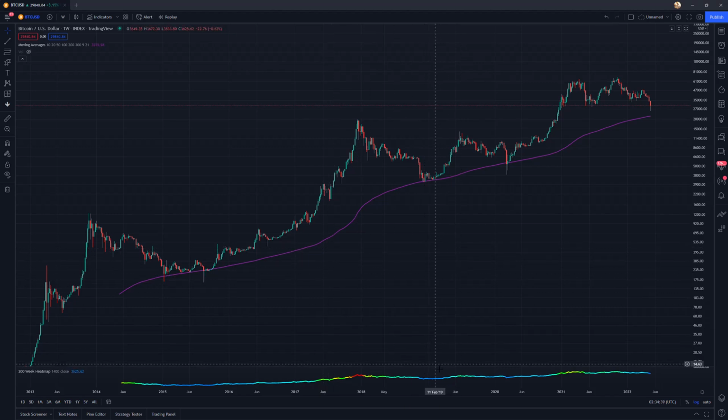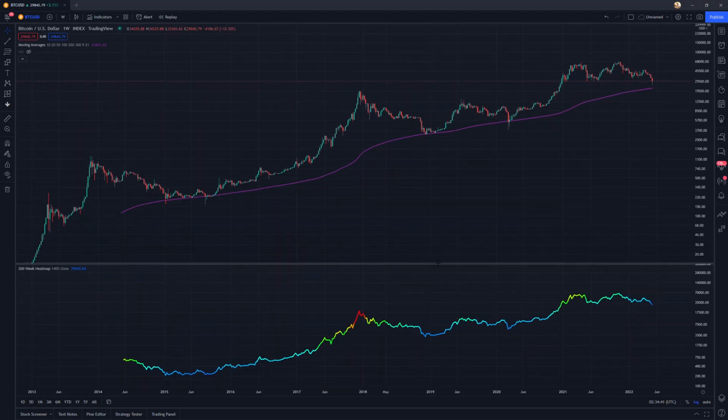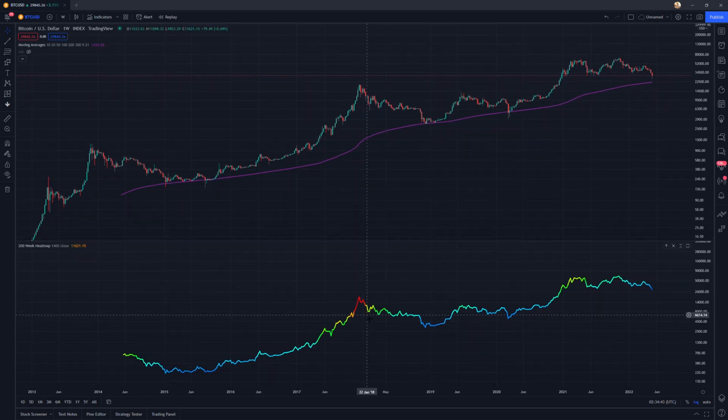I'm going to be showing you this indicator right here, which plots the change in the 200-week moving average. When the rate of change and the slope of this moving average is at its highest, that is when you're going to see the yellow, the orange, and the red colors. On the other side, when the rate of change is at its lowest, when it's not moving up very quickly, that's when we're in these deeper blue colors.